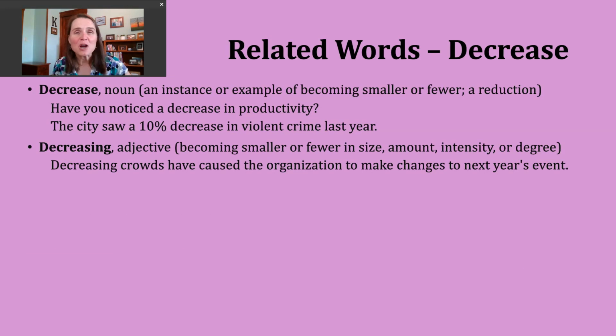Now, we've talked about the word decreasing. We said that could be our progressive form of the verb, but decreasing can also be used as an adjective. When we use this word as an adjective, we're typically describing something that is becoming smaller or fewer in size, amount, intensity, or degree. Goodness, I'm having a problem with that word today, degree. Let's take a look at this adjective in a sentence. Decreasing crowds have caused the organization to make changes to next year's event. Right? So here, decreasing is describing the crowds. The crowds are becoming smaller or fewer.